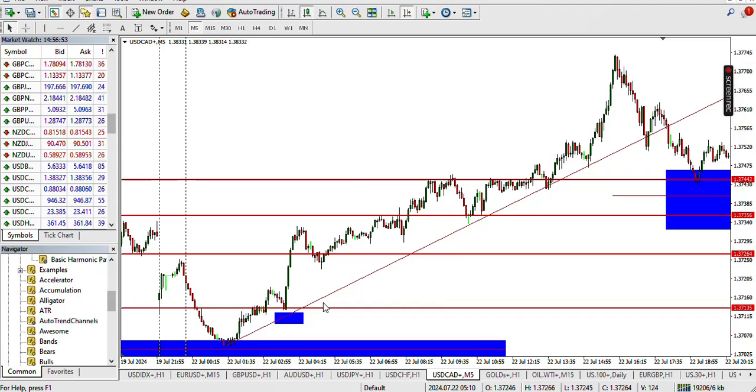But remember, you have to use a good lot size. If you're going to use a good lot size, it means that you have good capital that can enable you to use that amount of lot size and still be comfortable and not over risking or over exposing your account. Hope you understand it. So there is more to this.